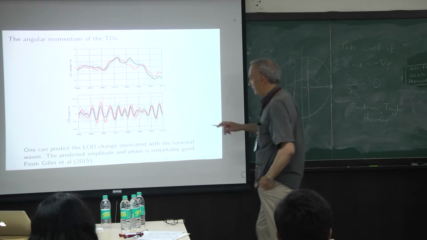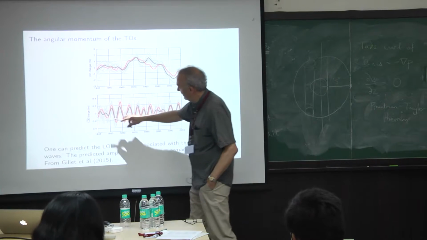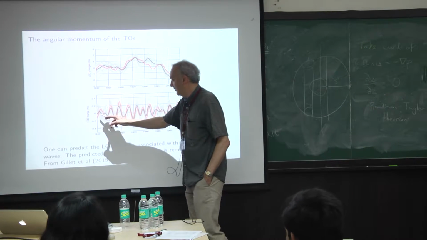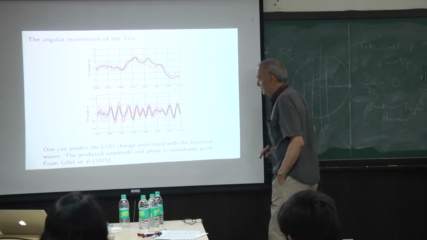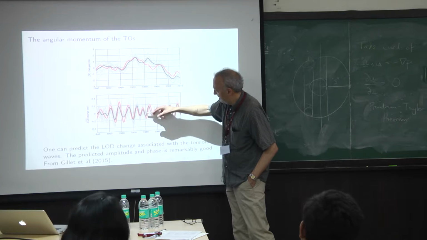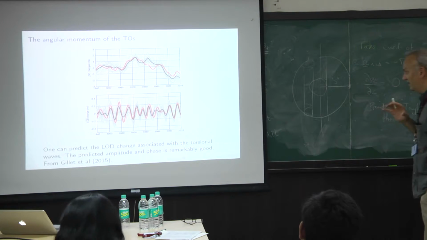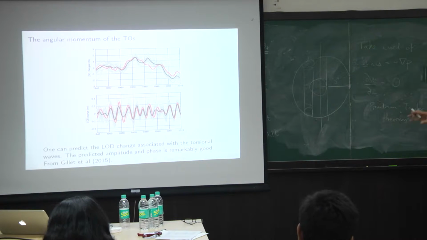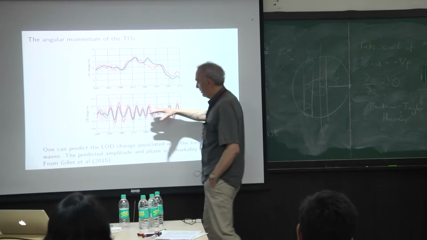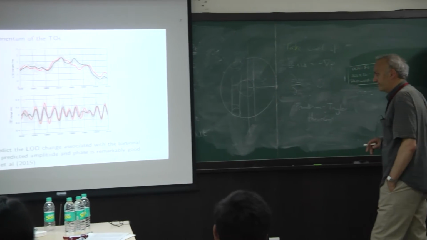But this is their prediction then, with the sign change, of the length of day changes in this wave band of about 6 to 9 years. So what they see is an incredibly good phase match and also amplitude match between the observed 6 to 9 year angular momentum changes and their predictions. So that's all very impressive.